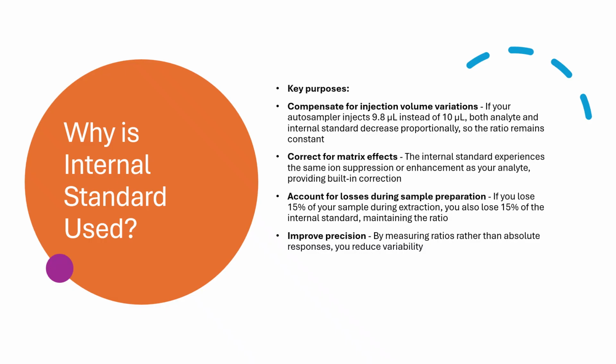Fourth, it improves precision. So by measuring ratios rather than absolute responses, you reduce variability. So to summarize, why is internal standard used? It is to identify if there are any losses of our analyte during the sample extraction, or if there is any loss or instrumental error, so it can compensate for the loss.